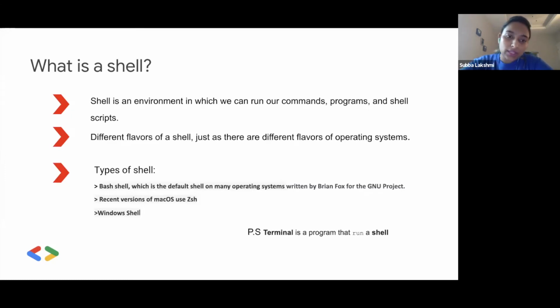Some examples of shell are bash, which is the default shell in many operating systems, and it was written by Brian Fox for the GNU project, which is the open source project. Recent versions of macOS come with ZSH, which is a newer version of the bash shell. Windows typically runs a Windows shell program.